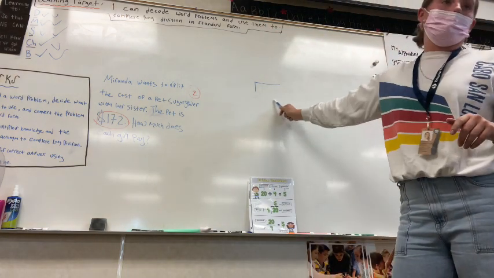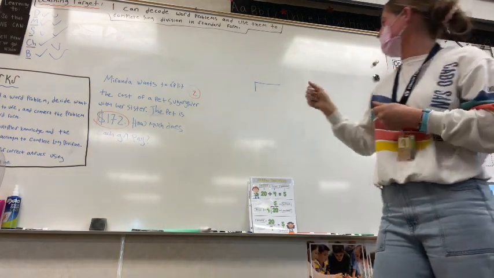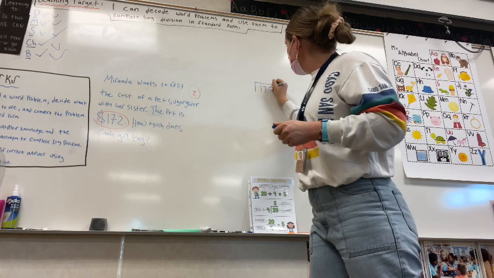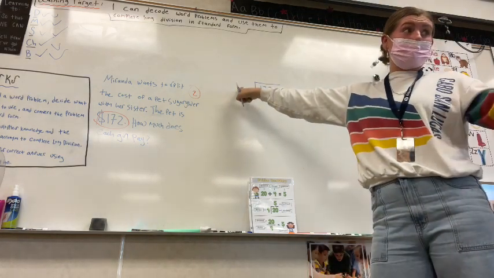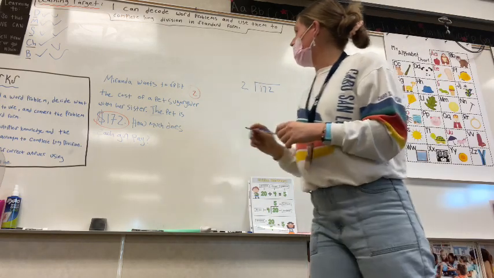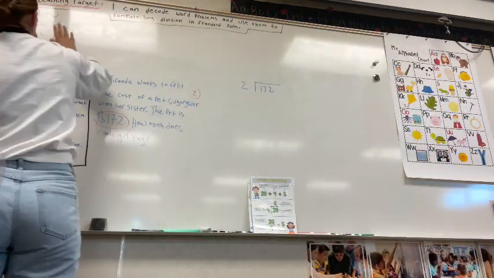What did you say was our dividend again? 172. Good. And what is going to be our divisor? So now what do I do with 2? 2. Good job. All right. I'm going to erase all these check marks.